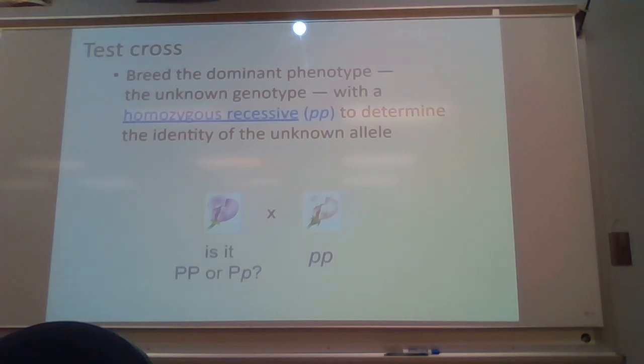So again, that's called a test cross. On the next slide, we're going to do 2 Punnett squares, one for each possibility. If it's homozygous dominant crossed with homozygous recessive, what would the ratios be for the offspring? And if it was heterozygous versus that, what would the ratio of the offspring be?